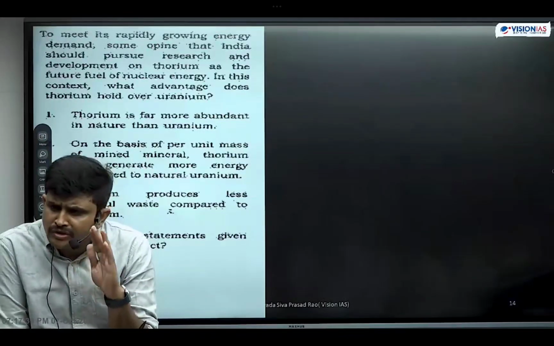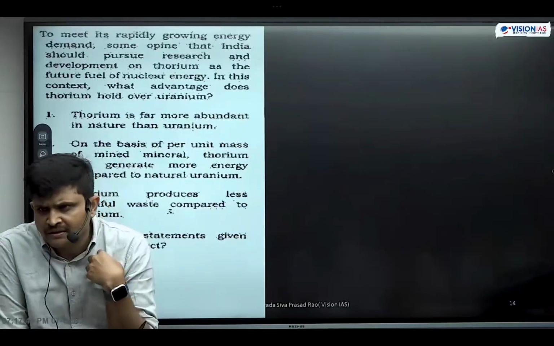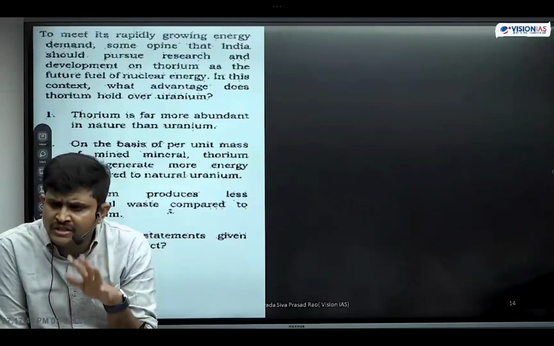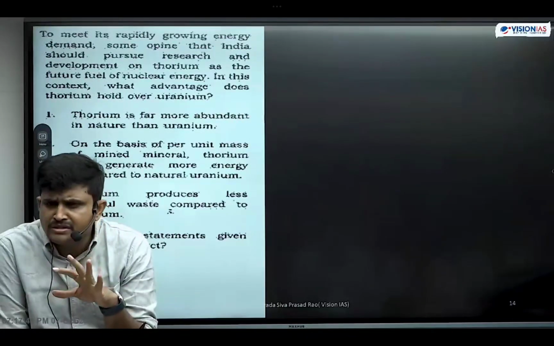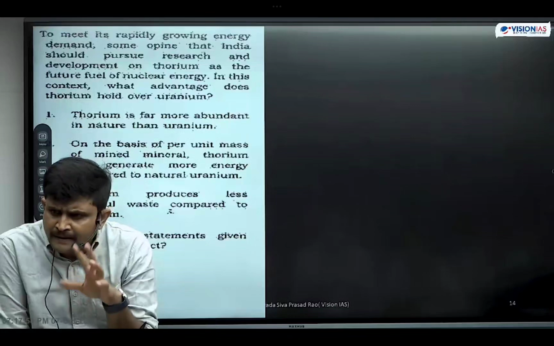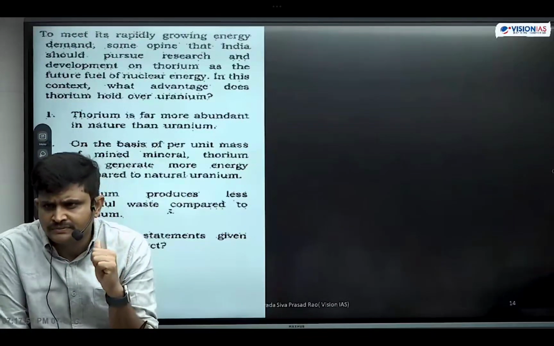When it comes to India, thorium is abundantly available for us, whereas uranium is not abundantly available. Even if it is available, we are unable to extract it. But in nature, uranium was never mentioned as a rare earth metal, but thorium was mentioned as a rare earth metal. In that context, I have taken it as wrong. Okay, so that is what regarding this.